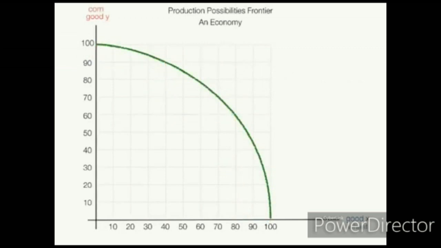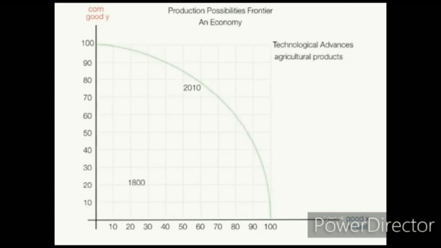Now imagine the agricultural economy in 2010, I guess almost 2011, but let's say 2010. And think of all the technological advances for agricultural products. In 1800, the production possibilities frontier was just about there. Horses pulled plows, and agriculture was limited technologically.